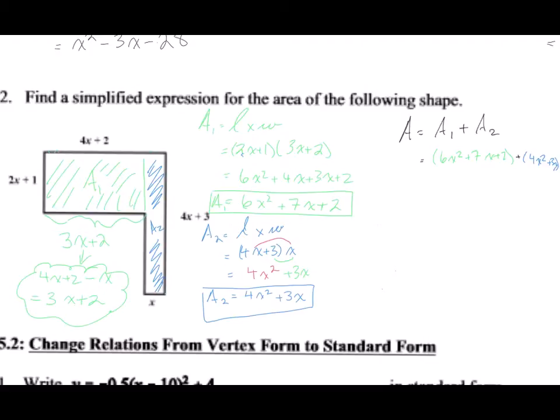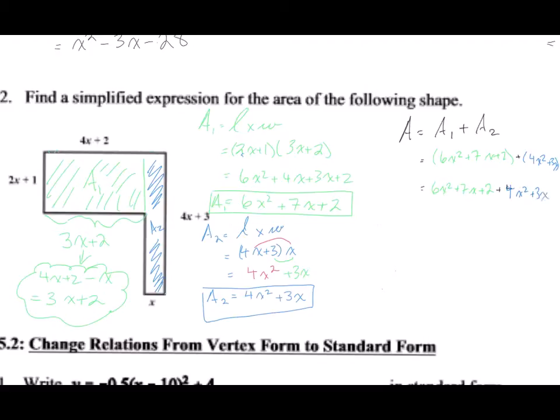Alright, now that I've got my 3x dumped in, the plus sign in between those brackets doesn't mean anything, doesn't change anything. So I can just drop the brackets between both of these equations to get 6x squared plus 7x plus 2 plus 4x squared plus 3x.